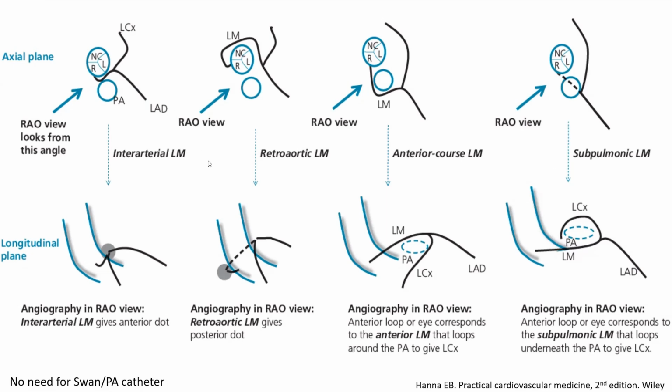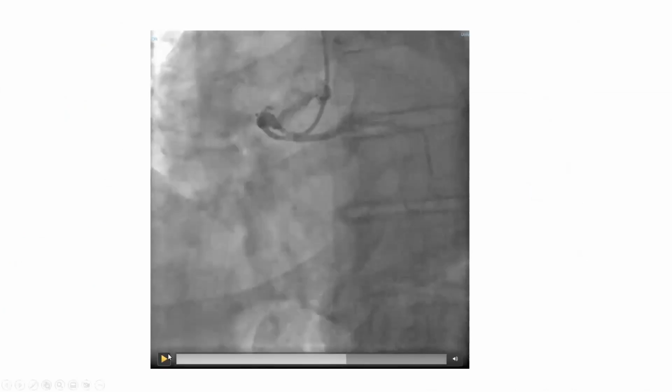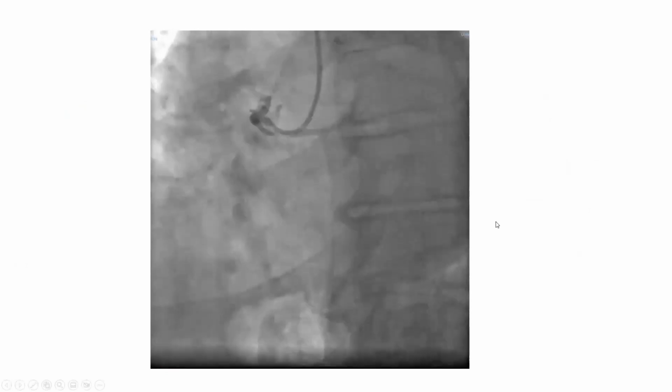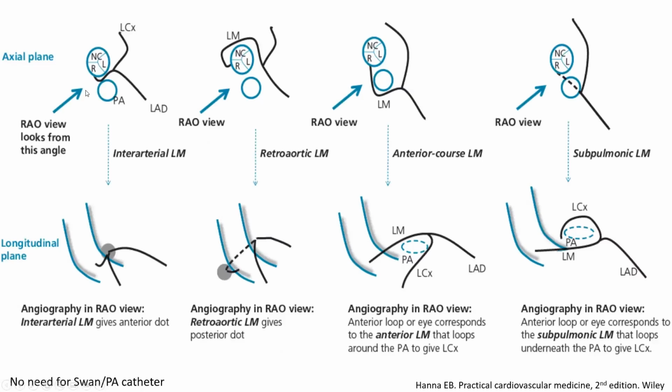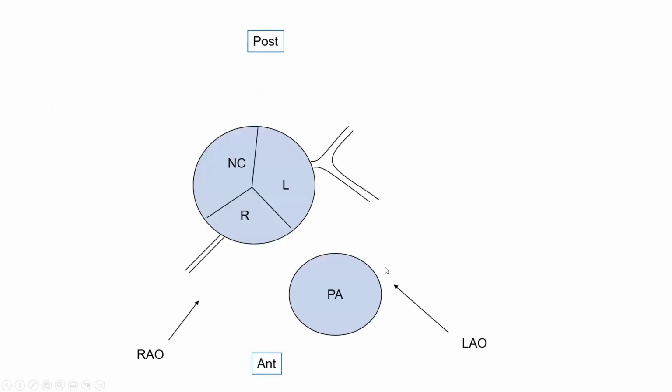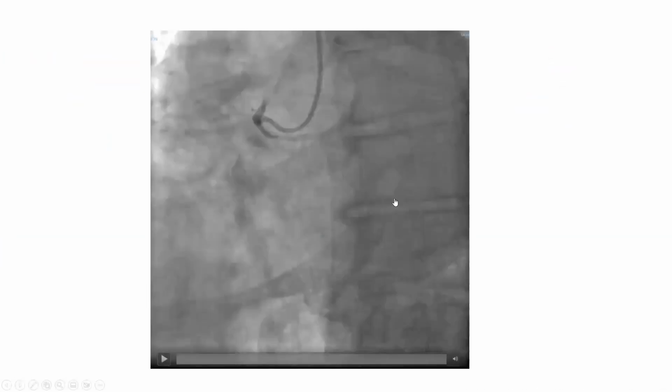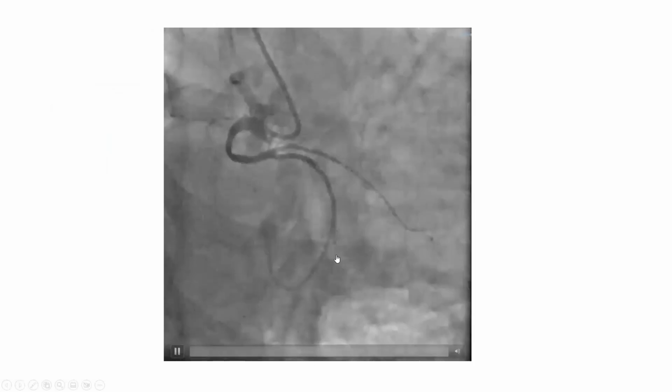How can you tell the course? The way you can tell the course is an aereo view. What I showed you here is an LAO view. You cannot tell a course in an LAO view. You need to go by an aereo view, okay? Aereo, it will split anterior versus posterior. LAO is very good to tell you right versus left cusp. And it's very important to show you that the circumflex here is arising from the right cusp. So LAO is important to tell right versus left.